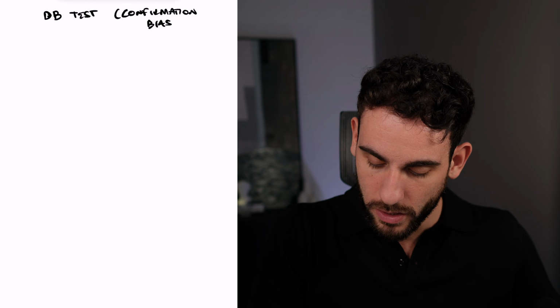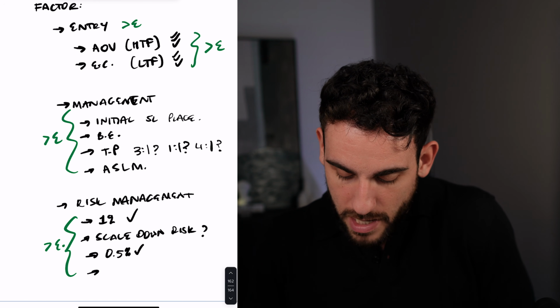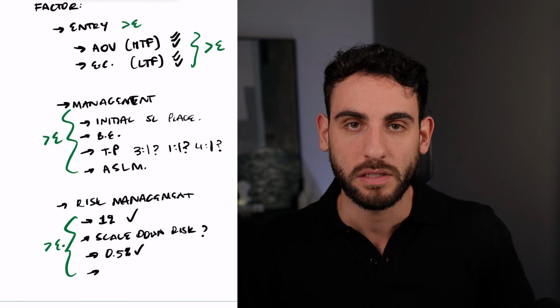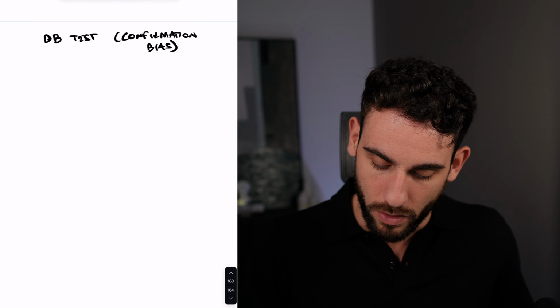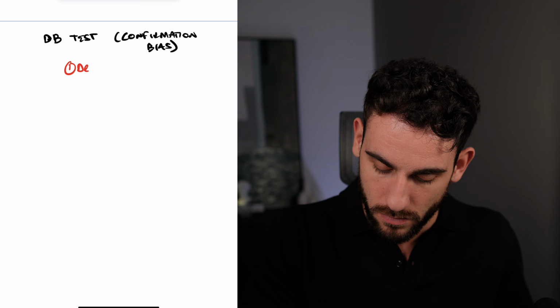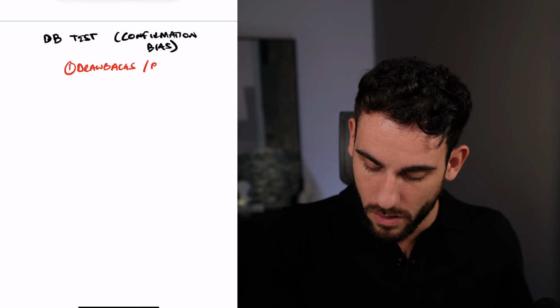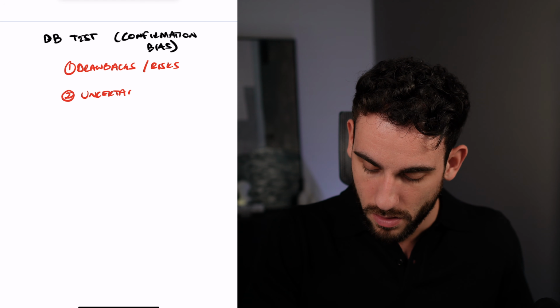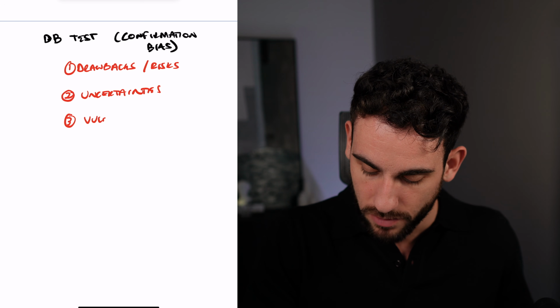So what you're going to do after you've done the initial testing to ensure that your strategy has a positive expectancy is you're going to go back through that same set of data and have a look at what are all the drawbacks and risks. What are all the uncertainties that I have in my strategy, and what are all the vulnerabilities of the strategy?